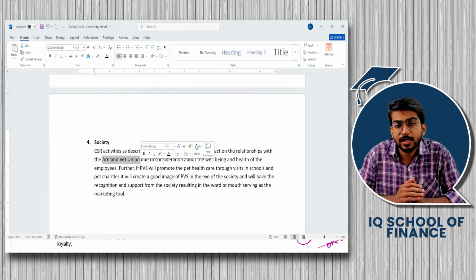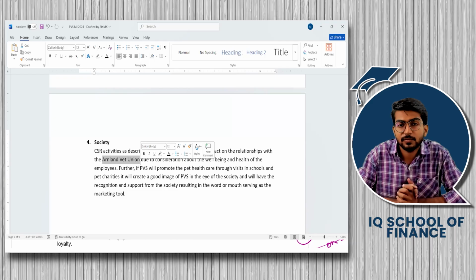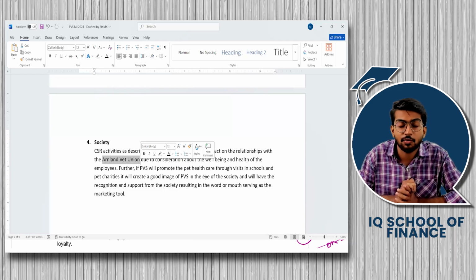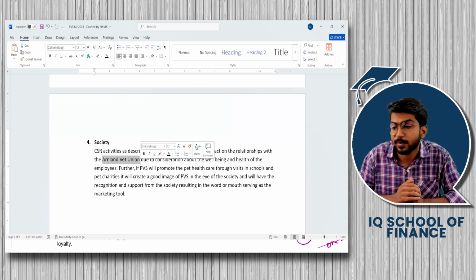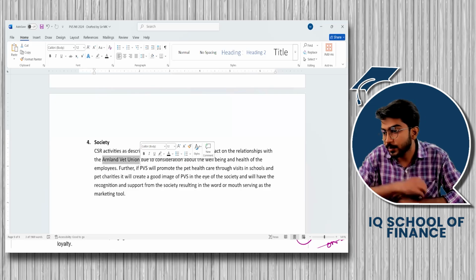Number one thing. And the number two thing is that the society does not only include your customers, society also includes other people as well, right? So if you are doing charities or donations for the well-being of pets, or you are educating children in schools, don't you think that they would perceive you as a socially responsible or good company, and they will do word of mouth marketing of your company? Yes. So by doing CSR, it will have a positive impact on this.